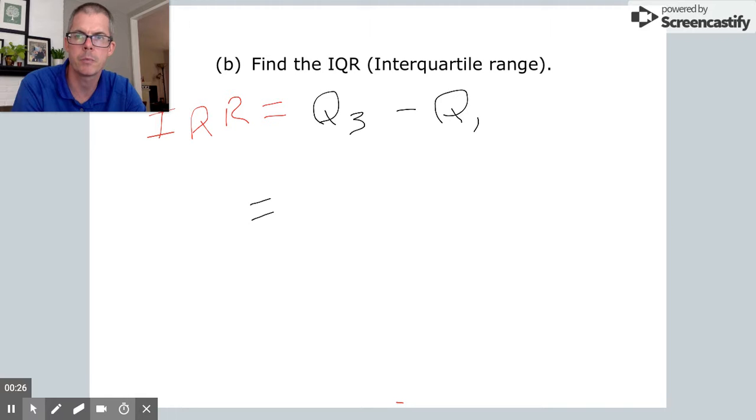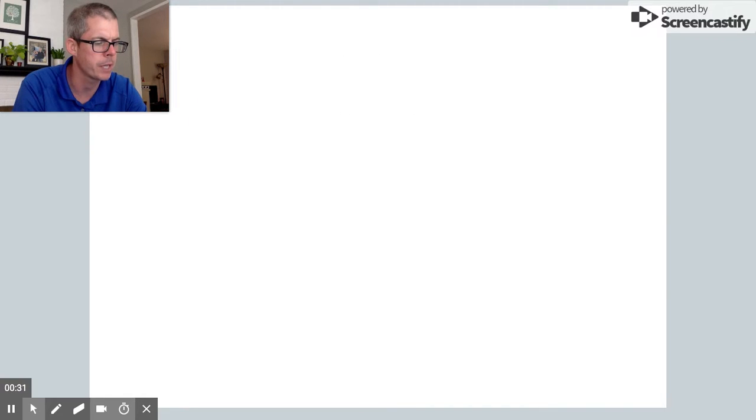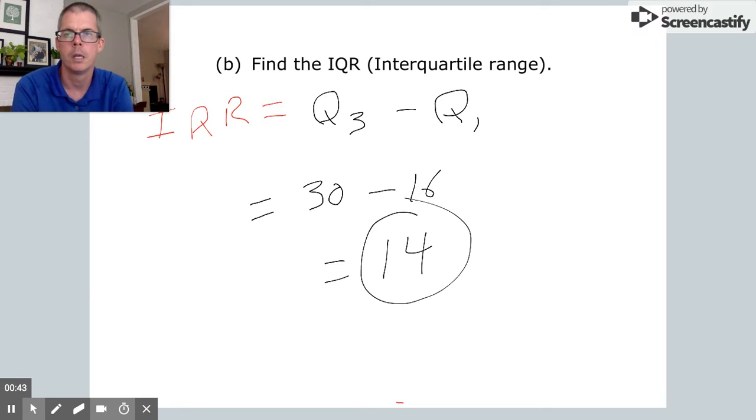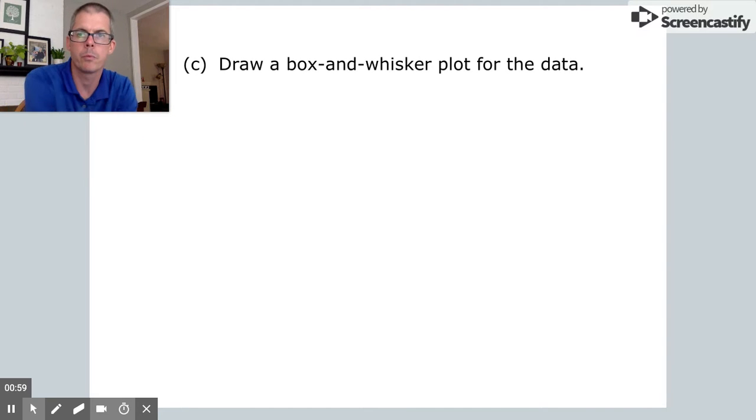So we found in the previous part that Q3 was, I think, 30, but I don't remember. Let's look back. Yeah, 30, and Q1 was 16. So this will be 30 less 16, or 14. And the IQR, I guess, just gives a sense of how fat the middle of the distribution is. So the middle 50%, the range, the lowest value to the highest value of the middle 50% is 14. So it's kind of like a little mini range.